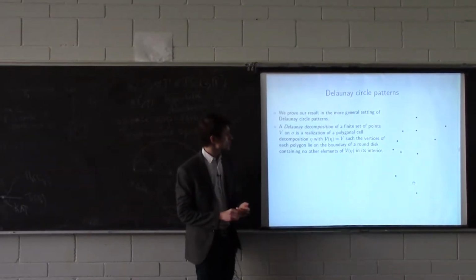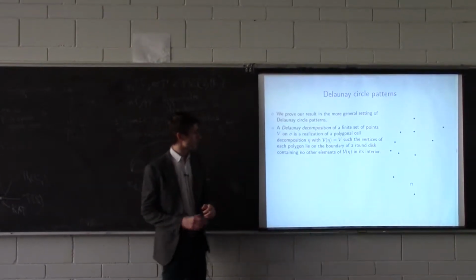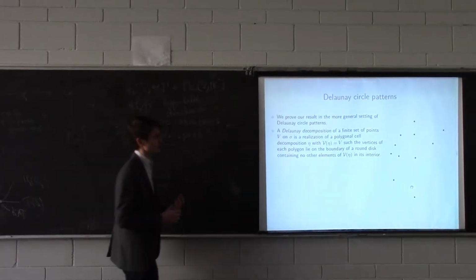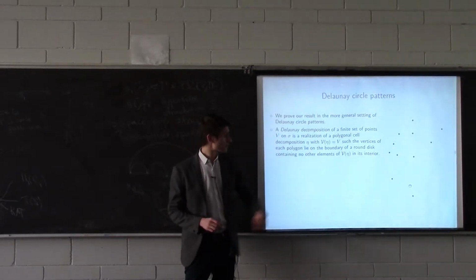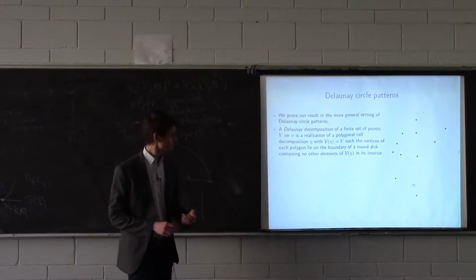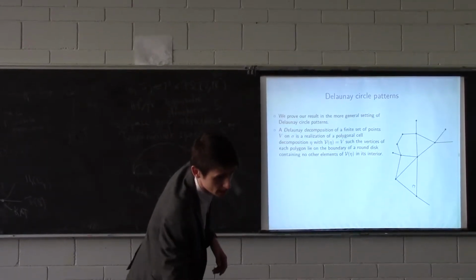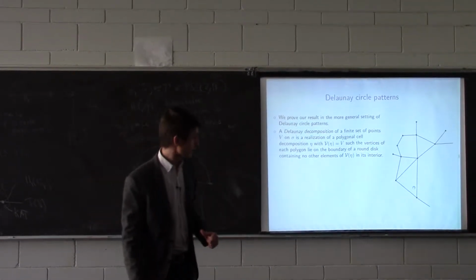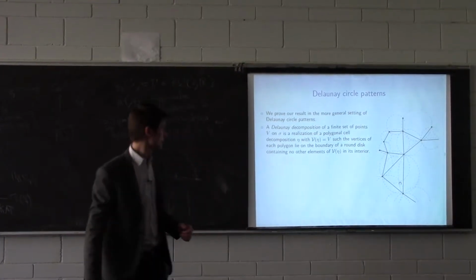A Delaunay decomposition of a finite set of points, in this case on our complex projective structure sigma, is a realization of a polygonal cell decomposition such that the vertices are the set of points that we start with, and the vertices of each polygon lie on a round disk. So here is a realization of a cell decomposition, and here are the round disks.